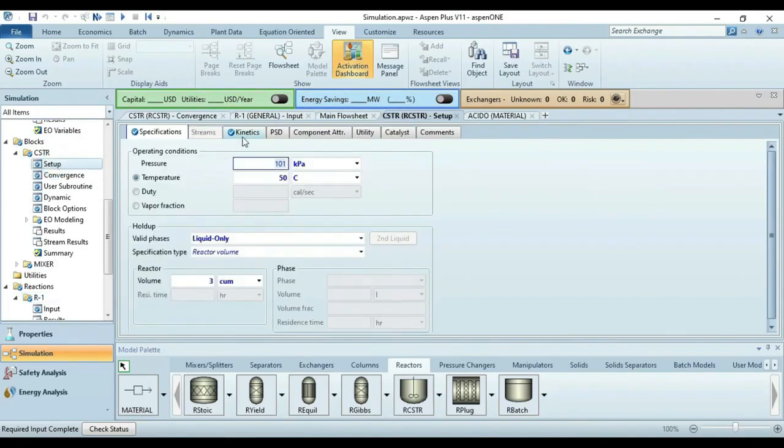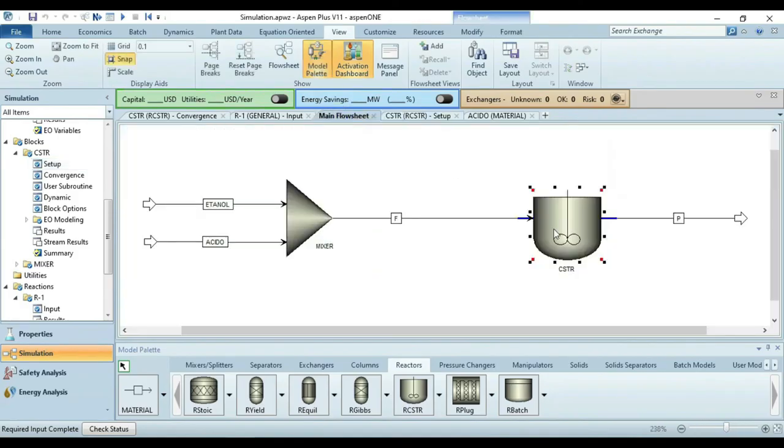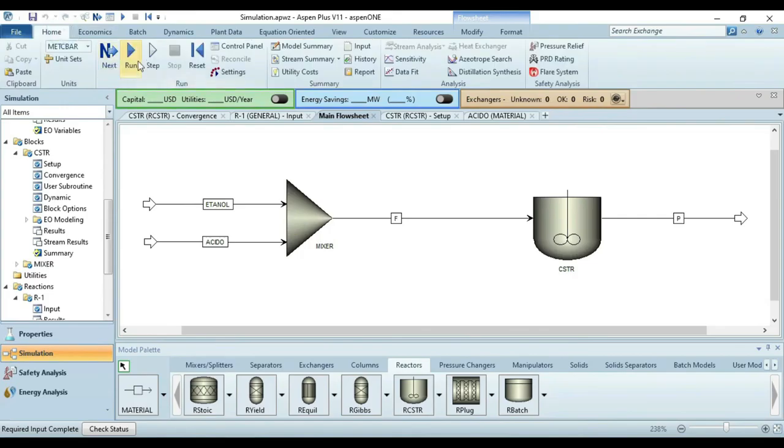So let's go back to our setup. I'm just checking. We can return or we can select it again. But if you have more than one package of reactions in parallel, for example, you can select more than one package. It's possible. And going next, let me check. I think we can run our simulation for obtaining our results. So let's run and wait for the convergence.